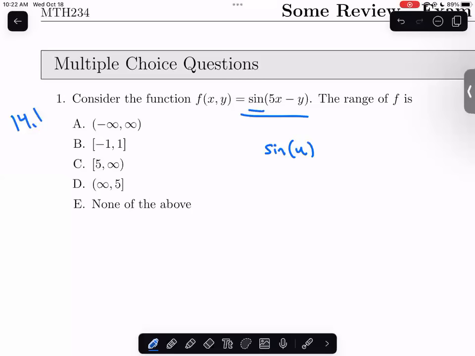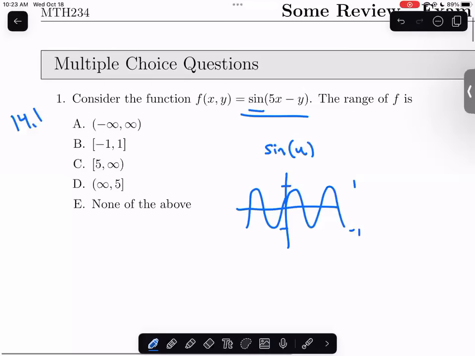But if I think about just regular old sine, it wiggles back and forth like this. The outputs for sine vary between negative one and one, but they'll never be any greater than one, and they'll never be any less than negative one. So if I just look at my outside function, my range is from negative one to one.